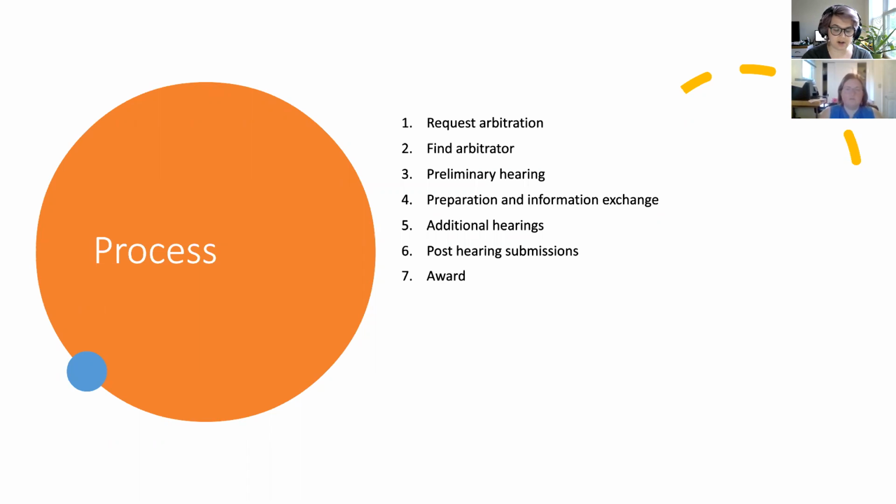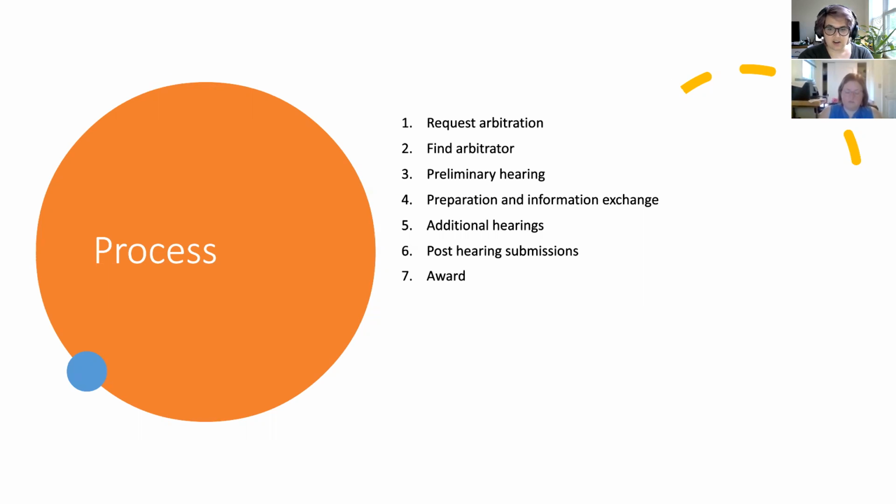The next step would be a preliminary hearing where the issue would be discussed between the two parties and the arbitrator, and they would also organize the process and the time frame that the rest of the steps would be in. Next would be preparation and information exchange, where both parties are able to gather their information and then exchange it between themselves and the arbitrator. Next would be any additional hearings where both parties present their sides to the arbitrator, and the arbitrator is able to get a better understanding of both sides of the issue.